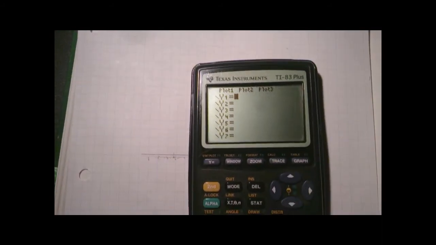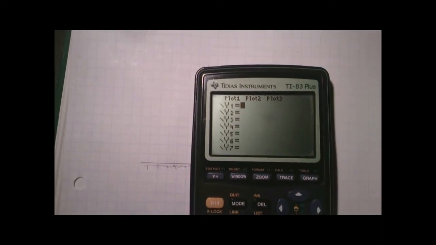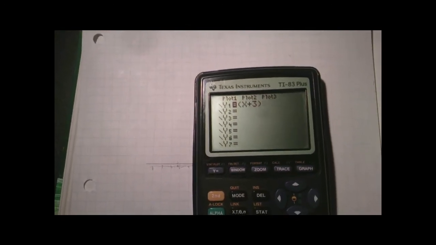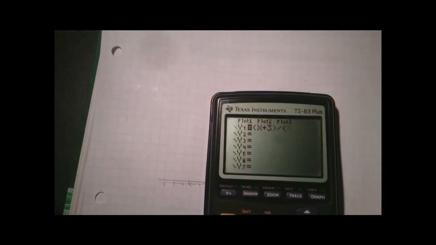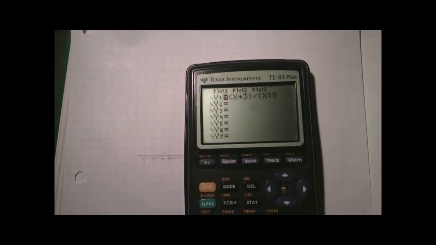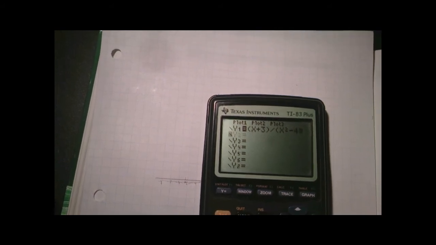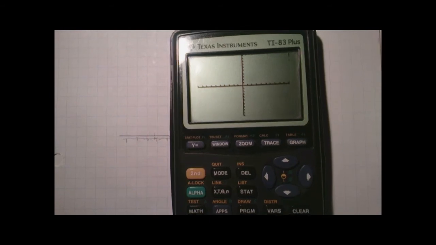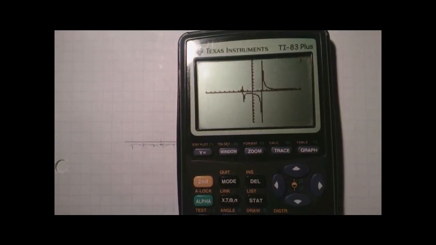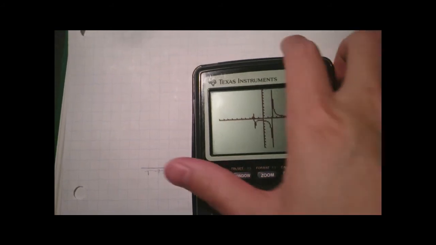And if you want to double check your answer, you can feel free to just plug in the equation right into your graphing calculator. So let's just do that right now. The original equation was bracket x plus 3 bracket divided by bracket x to the power of 2 minus 4 bracket. And just graph that and make sure our answer is correct. And there you go. That is it.